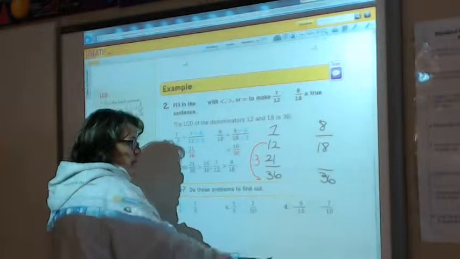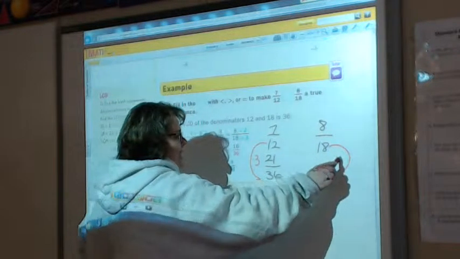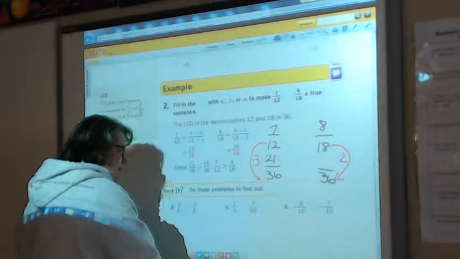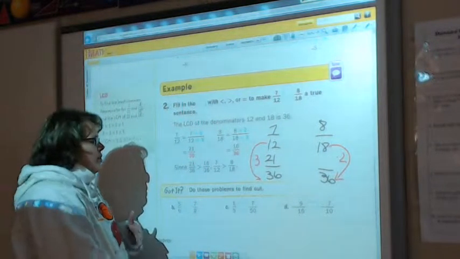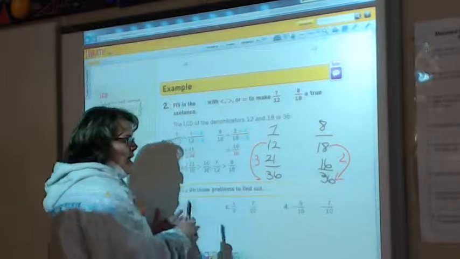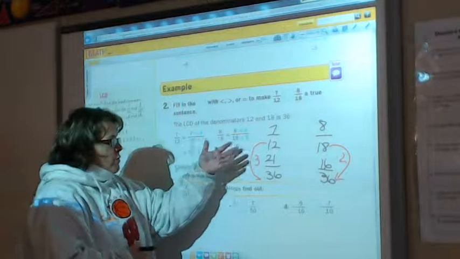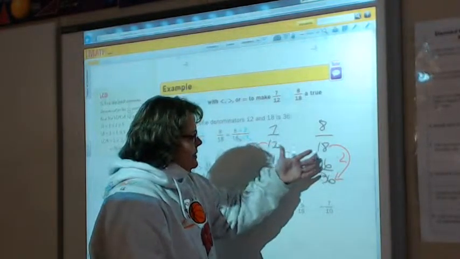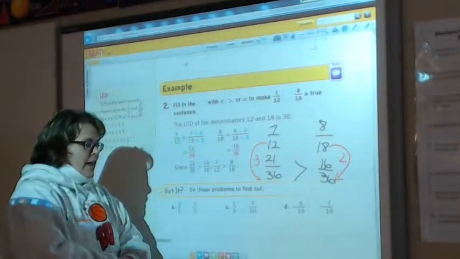Now, you got to do the same thing over here. What did I do to 18 to get it to be 36? I multiplied that times 2. So if I multiplied 18 times 2, I need to multiply my numerator 8 times 2, which is 16. And now you know your answer. Which is bigger? 21 over 36 is bigger than 16 over 36, because these are both positive. So that would be greater than.